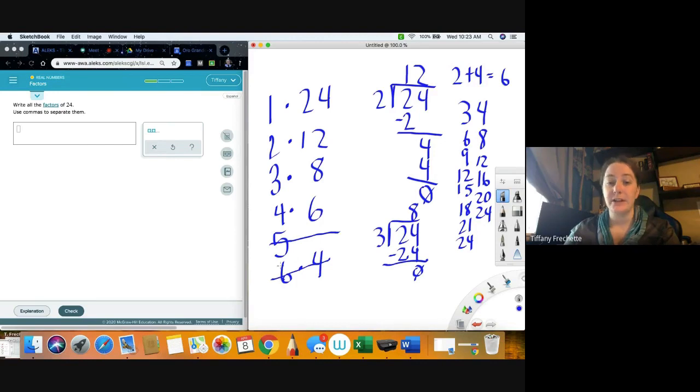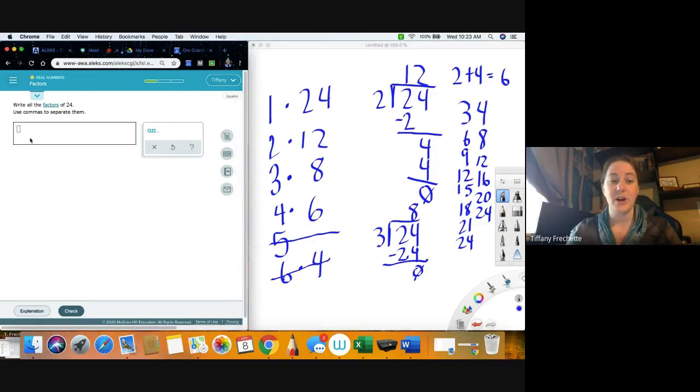Now we have our factors of 24, so if we want to list them in order real quick, we just go down and then back up. So I have 1, 2, 3, 4, 6, 8, 12, 24. So I just list these. Make sure you put a comma between them. And you can click on this too. It'll put a whole bunch of commas in there for you.